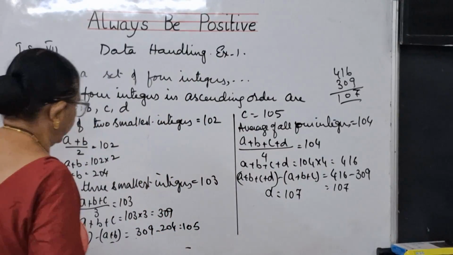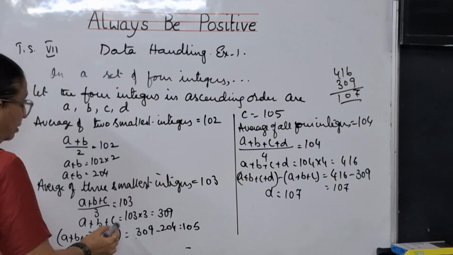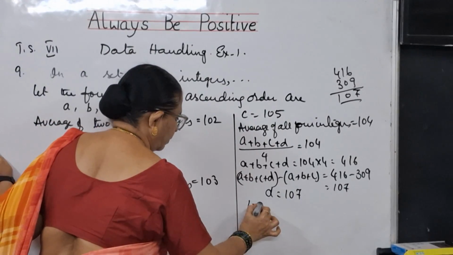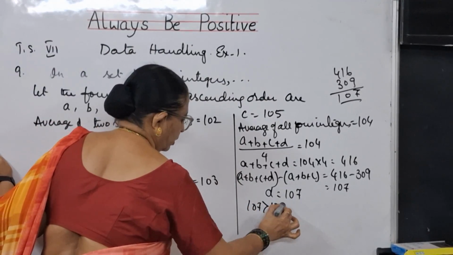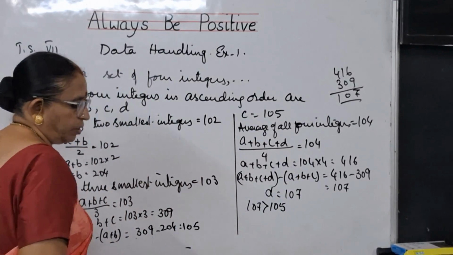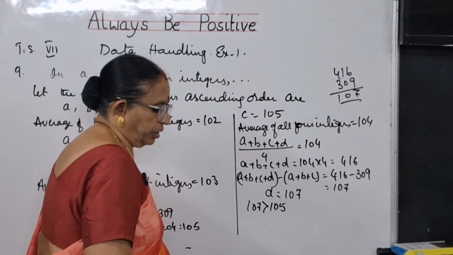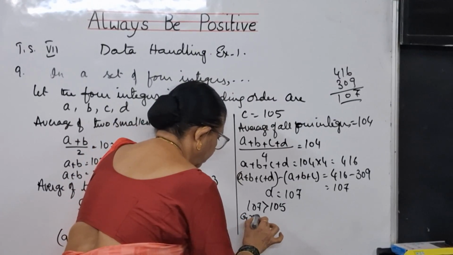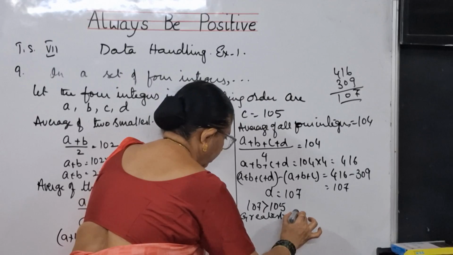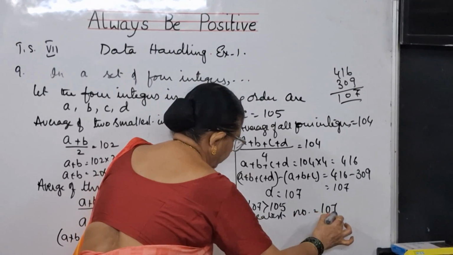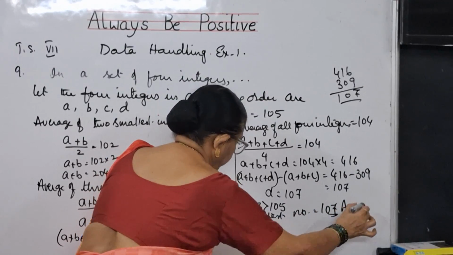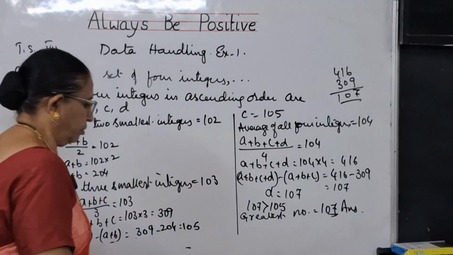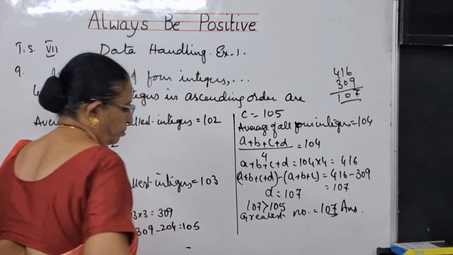So you have got two values. C is 105, D is 107. So 107 is greater than 105. So the question is, you have to find out what is the greatest of these numbers. So the greatest number is equal to 107. This is the answer children. Please note it down. This is ninth sum.